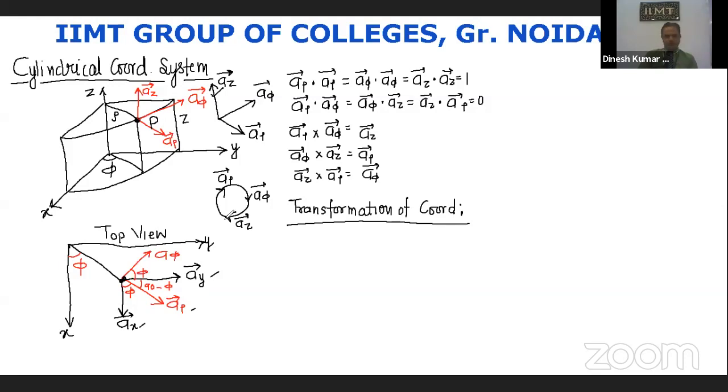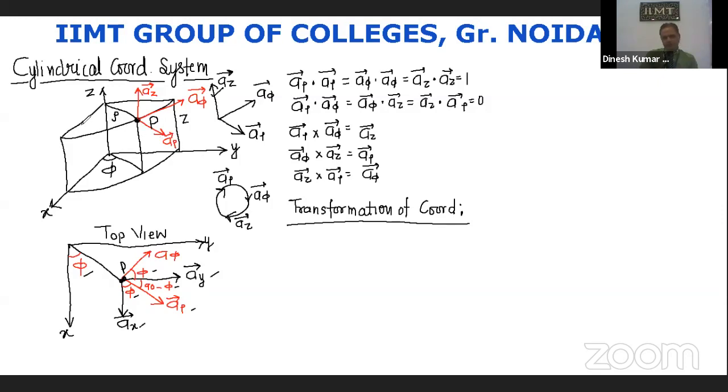From the top view, it is clear that the angle phi is this, measured from the zx plane, and the point P is this. So the angle between this plane and this axis, the zx plane, is phi. If this angle is phi, this angle is also phi. And because ax and ay are perpendicular to each other, obviously this angle is 90 minus phi. Similarly, this angle will be phi.